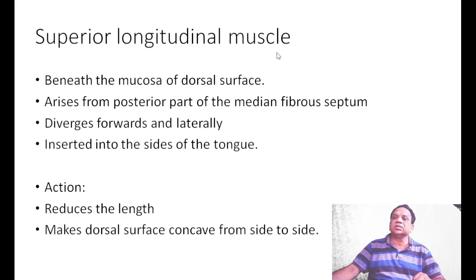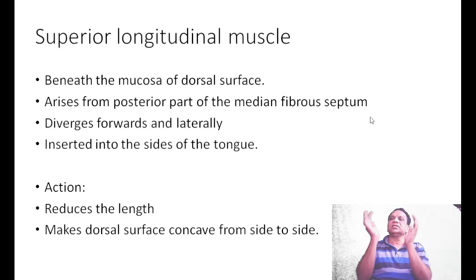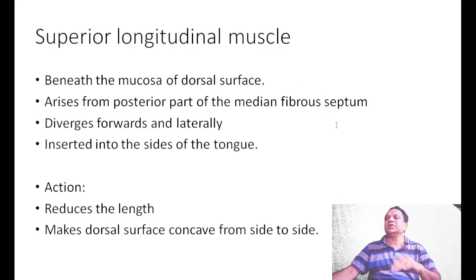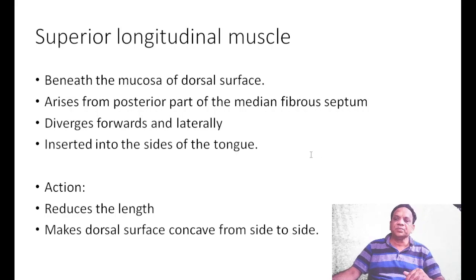This muscle, the superior longitudinal muscle, is located beneath the mucosa of the dorsal surface. On the dorsal surface under the mucous membrane we will see this muscle, and it arises from the posterior part of the median fibrous septum, diverges forward like this, and inserts under the surface of the mucous membrane into the sides of the tongue anteriorly. So it reduces the tongue. If you want to make your tongue shorter, this muscle helps.